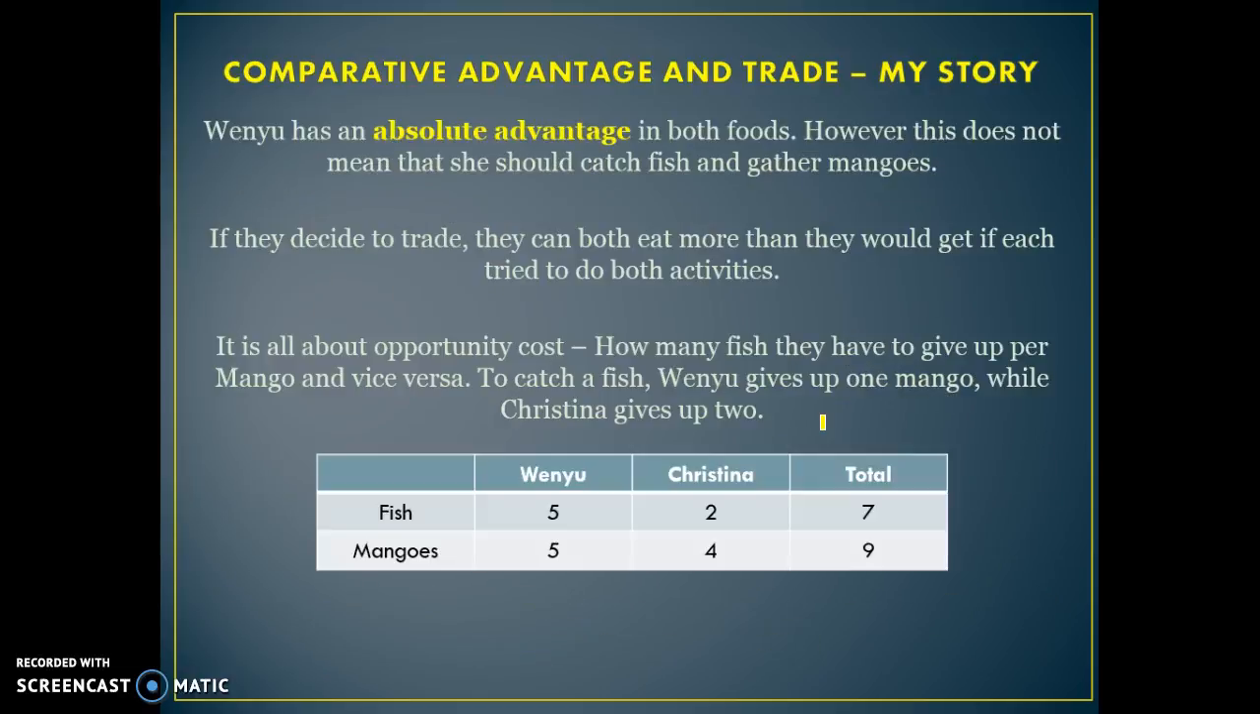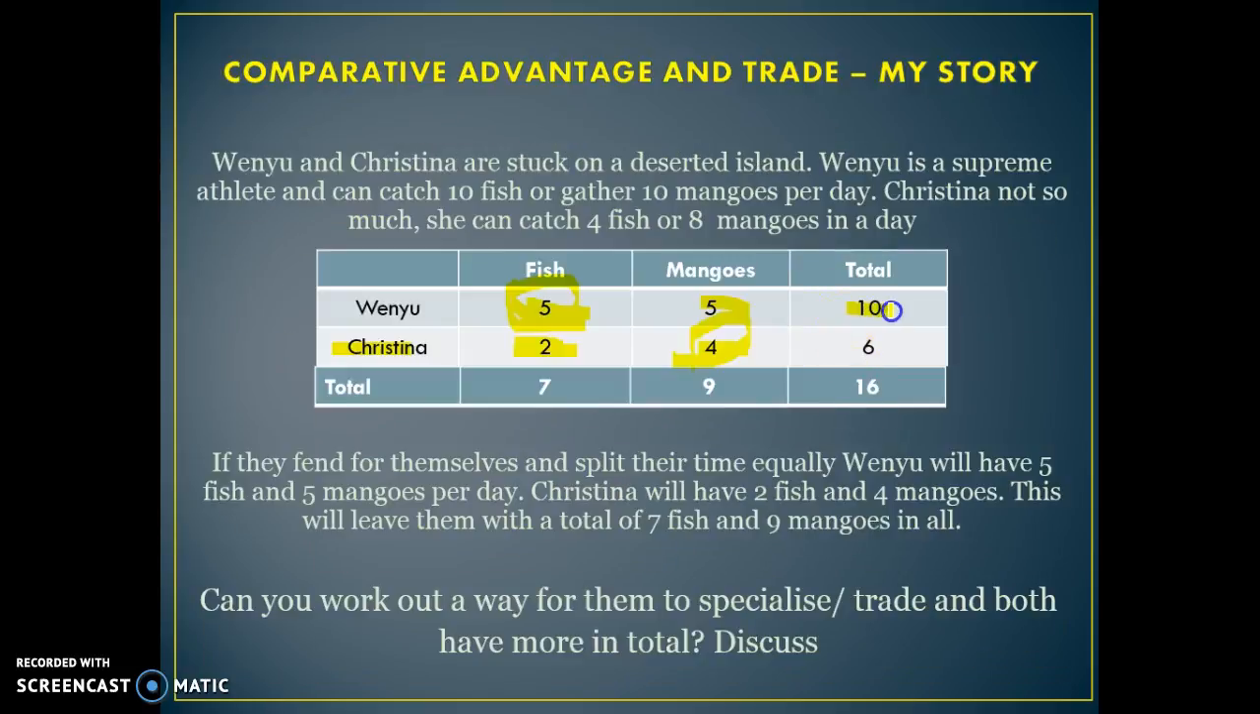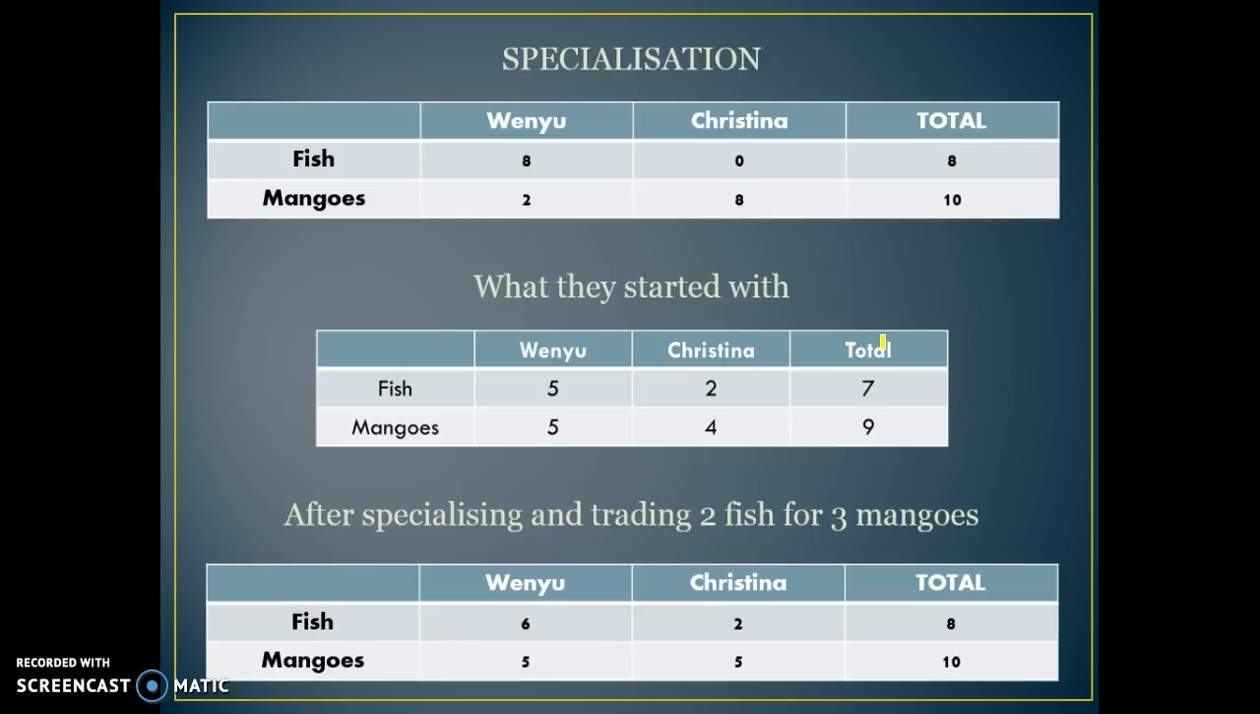I'm not going to go through the whole maths associated with it, but basically what would happen is instead of having an output of 10 and 6, if they specialise, they can get to an output where they have a total production of 18 instead of 16 units. And then by trading between the two of them, they're able to maximise their overall living standards.